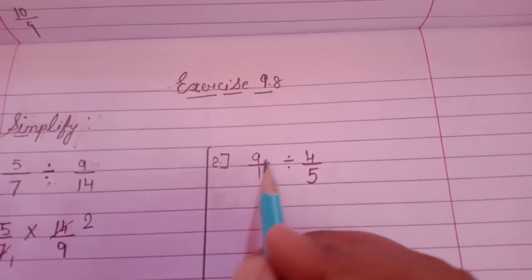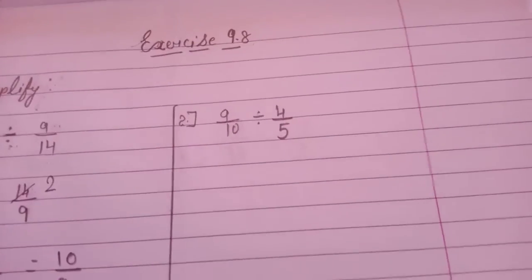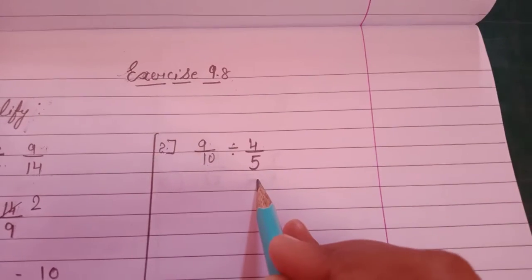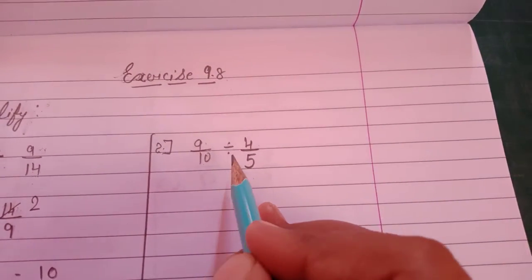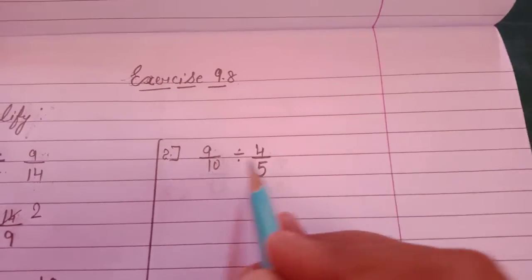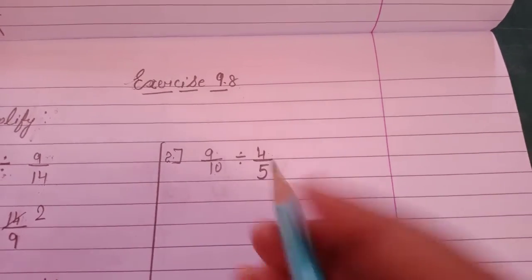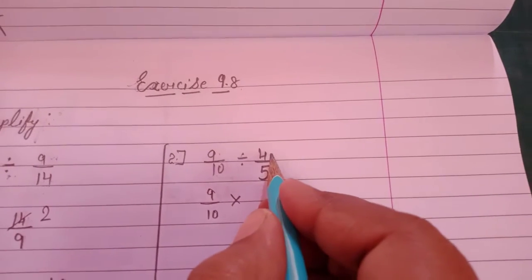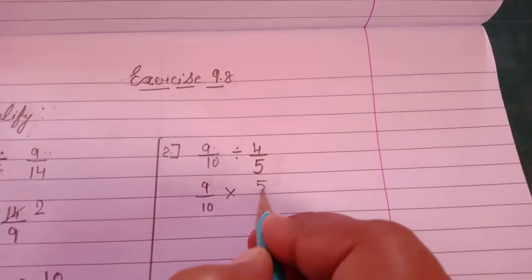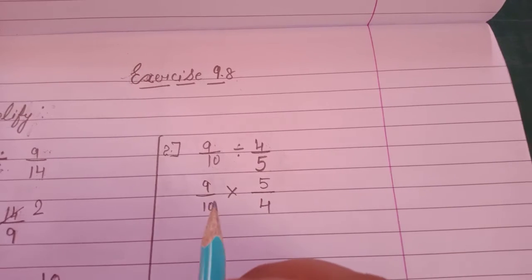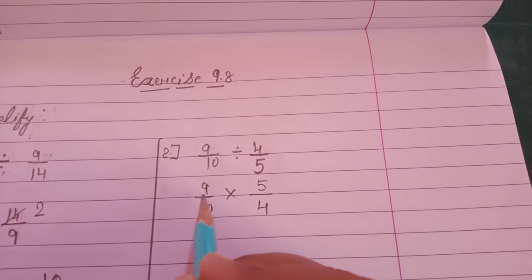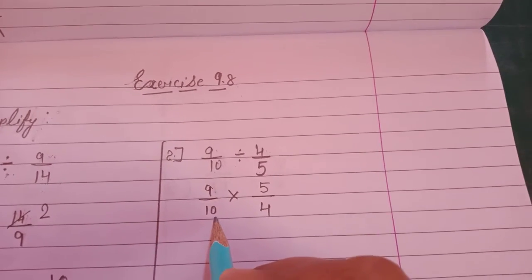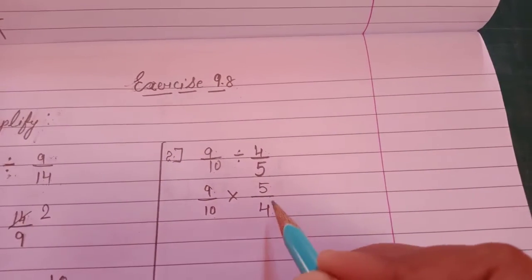Now number 2. 9 upon 10 divided by 4 upon 5. So first we will change the sign, divide into multiply, then the second fraction into its reciprocal. So 9 upon 10 multiply, the reciprocal of 4 upon 5 is 5 upon 4. So now we have to see which number is divisible. So 9 upon 10, will both come in the same table? No. Okay, same way in this side fraction 5 upon 4.